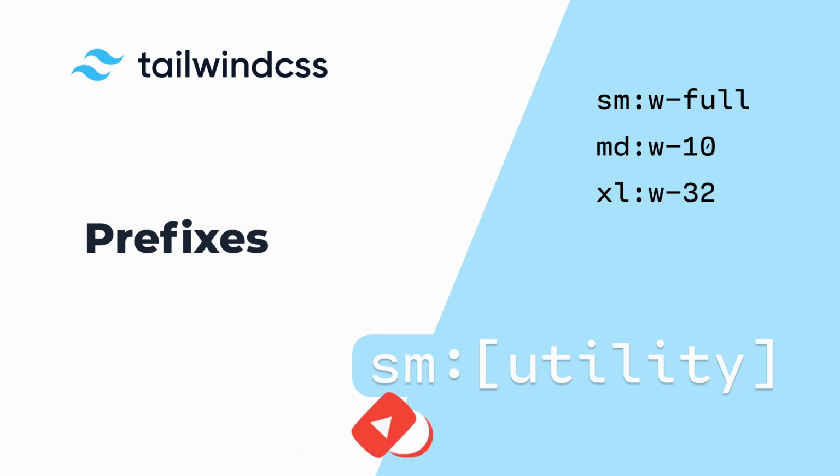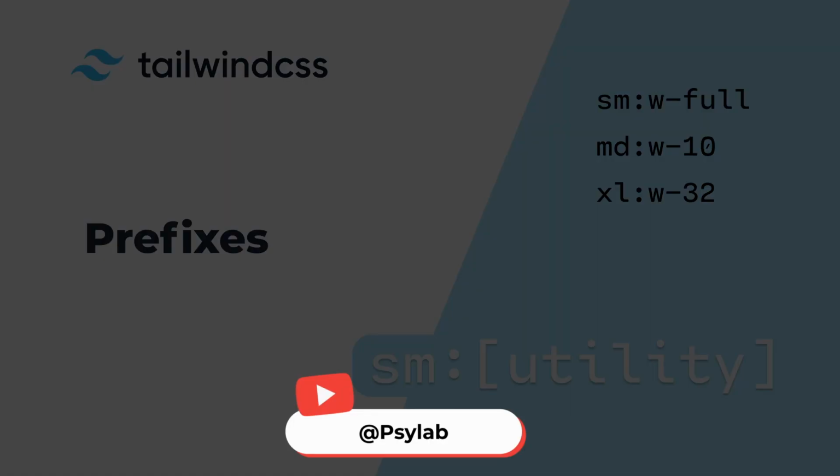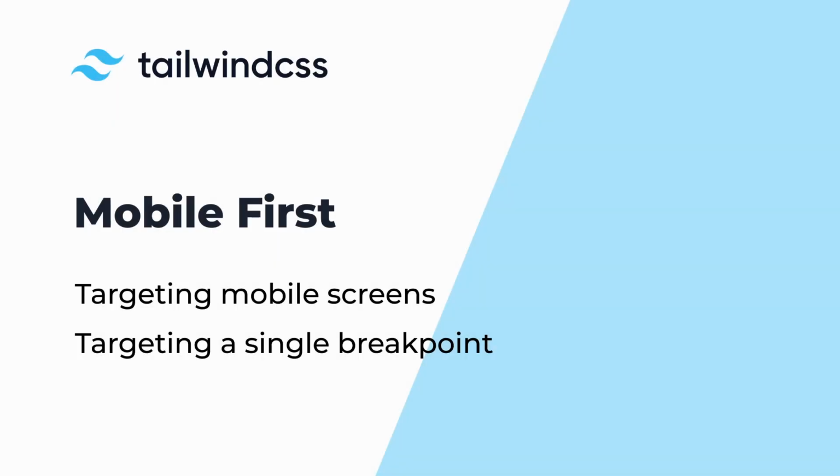This works for every utility class in the framework, which means you can change literally anything at a given breakpoint, even things like letter spacing or cursor style. By default, Tailwind uses a mobile-first breakpoint system similar to what you might be used to in other frameworks like Bootstrap. What this means is that unprefixed utilities like uppercase take effect on all screen sizes, while prefixed utilities like md:uppercase only take effect at the specified breakpoint and above.